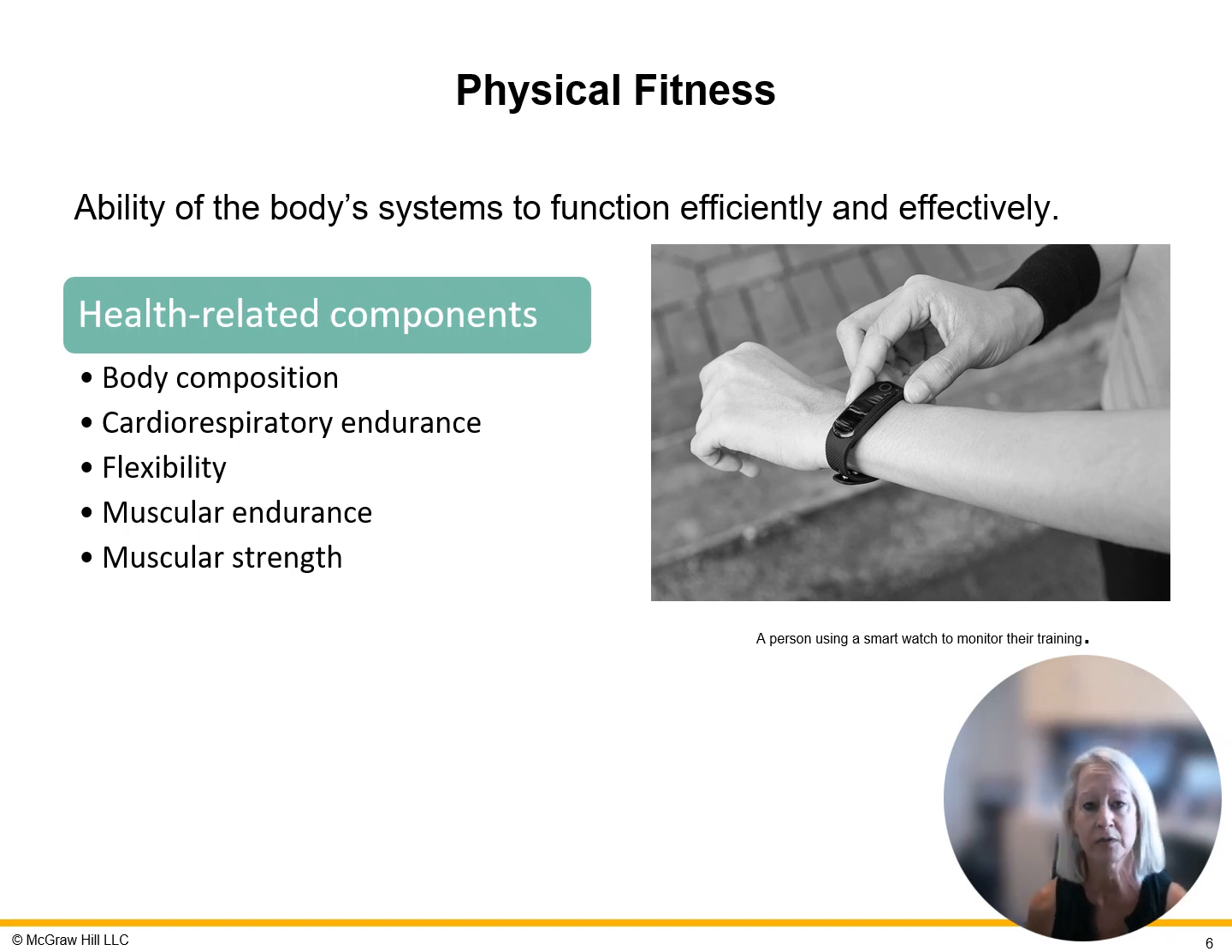Body composition refers to the proportion of fat mass and lean body mass. So we're looking at muscle, bone, and water, as well as your organs and the body. Having too much body fat, especially visceral fat around the abdomen, increases the risk of heart disease, diabetes, and other chronic illnesses.